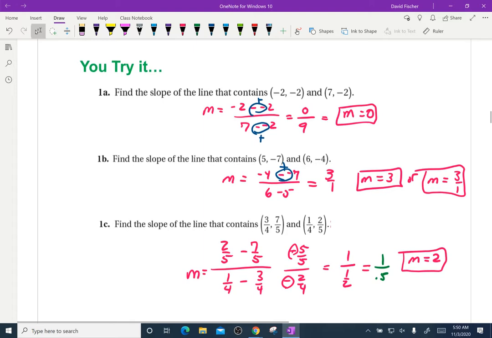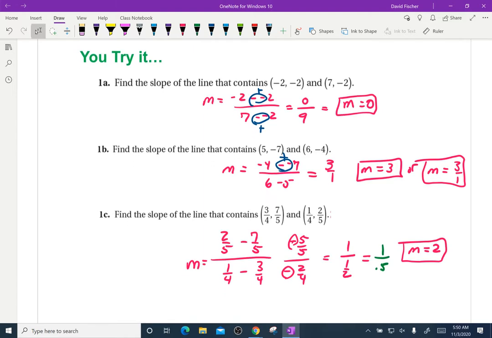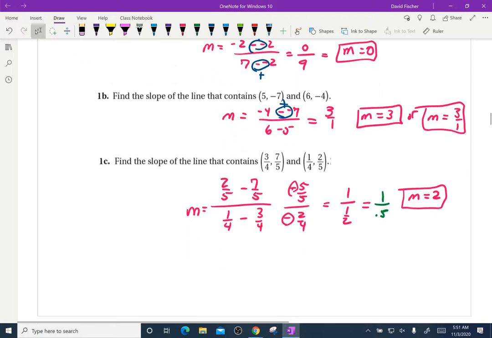On the first one, I got a slope of 0. There's my work. The second one, I have a slope of 3. Now, you could have written it as a 3 or a 3/1. Both of those answers would be okay. And on the last one, we don't really want to leave it as a 1/2, so I got it down to a decimal. Half is the same as 0.5. Then I took 1 and divided it by 0.5, and I got a slope of 2. It's going to help us when we get it to a whole number like that when we go back to graphing. Okay.